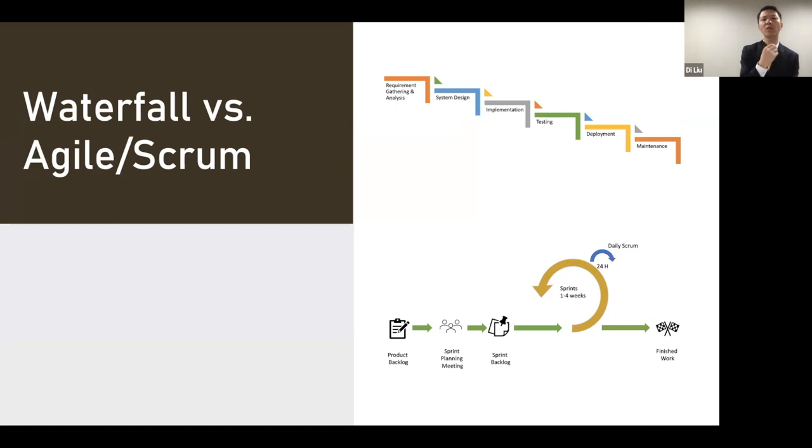So I want to introduce waterfall versus agile or scrum model. Now let's move from pronunciation to engineering for a moment, okay? Let's say we are going to build a car, for example, an EV, electric vehicle. We have two options if you think about it. We can either use the waterfall model, which is the sort of old model. All these big companies used to use this model. So first we do requirement gathering and analysis, and then we design the system, and then we implement it, we test it, we develop, and we do maintenance, right?